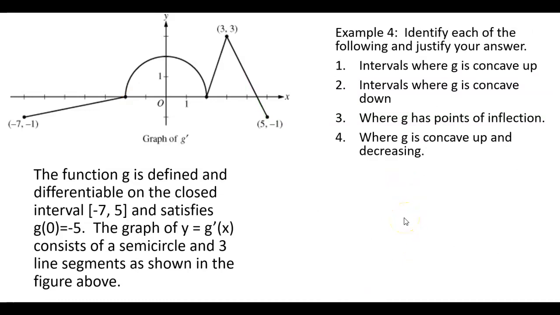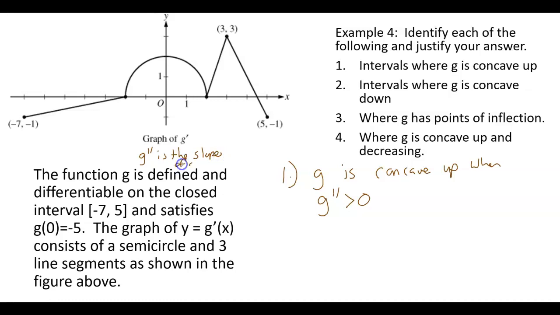Example 4. Pretty similar type of question, but now we're talking about concavity. And when you're talking about concavity, that's a second derivative thing. Okay? So here we go. Number 1. G is concave up when G double prime is positive or greater than 0, right? So, but where is G double prime on this graph? Well, if this is a graph of G prime, G double prime is the slope of the graph. So G double prime is the slope of G prime.